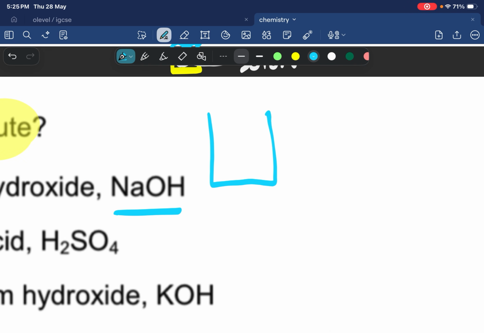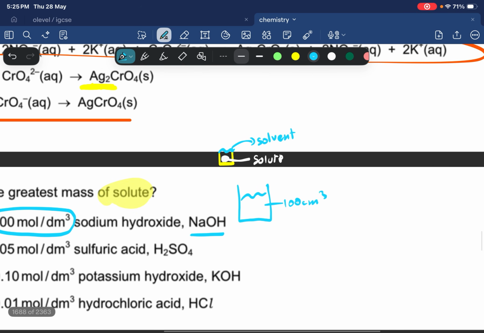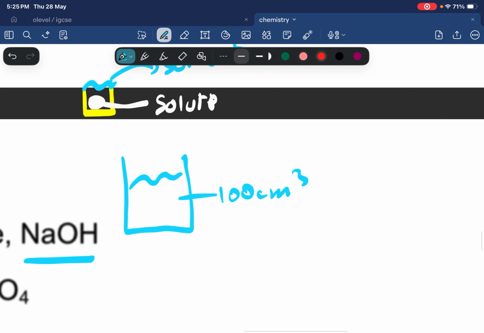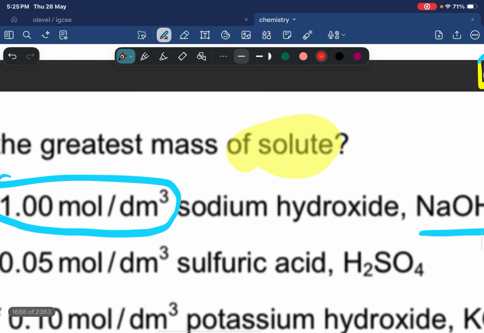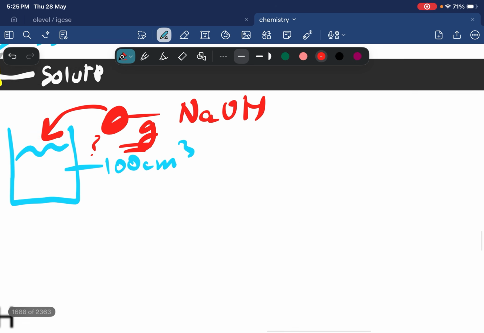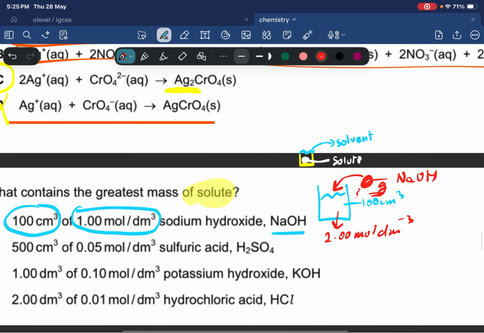You took 100 cm cube of water, okay? Then you added some mass of NaOH into that water. I don't know the mass, that's in grams, you have to figure it out. When you added it, you formed a solution that had a concentration of 1 mole per dm cube. That is what happened, okay? Now you know what happened. Now let's figure out the mass.